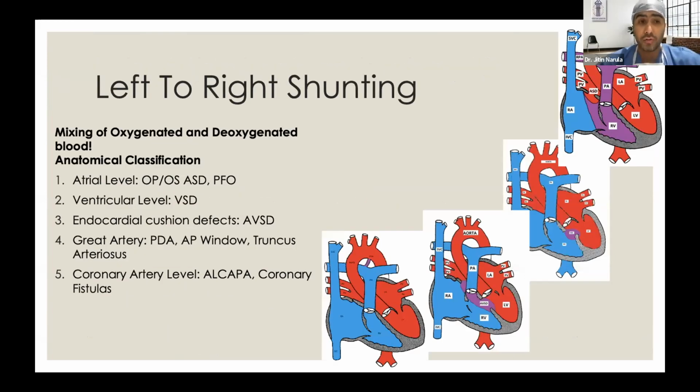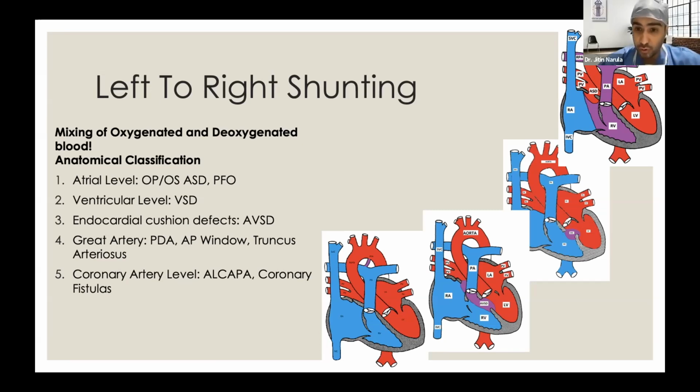So what are left to right shunts? Mostly they are pathologies which have a basic mixing of the oxygenated and the deoxygenated blood. Anatomically, they can happen at 5 levels. At the level of the atria, it can be an ostium primum or ostium secundum ASD or patent foramen ovale. At ventricle level, it can be ventricular septal defects.